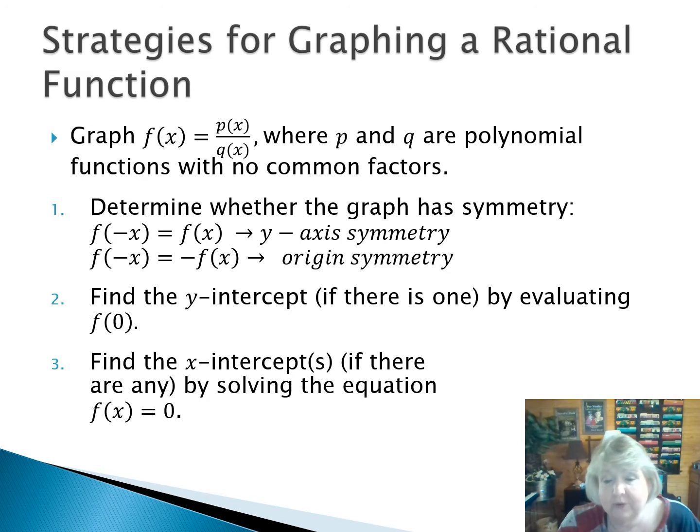When I need to graph a rational function, this is the order in which I tend to look at things. First of all, if I can simplify, I do. But then I look to see if I have y-axis symmetry or origin symmetry, to see if they're even or odd functions. I do that by substituting negative x and seeing if things work out correctly. Then I find the y-intercept, if there is one, by substituting 0 for x. Then I look for the x-intercepts, if there are any, by solving f of x equals 0.